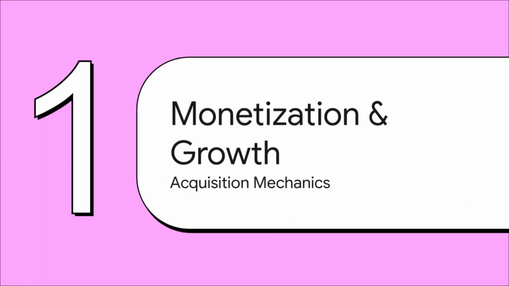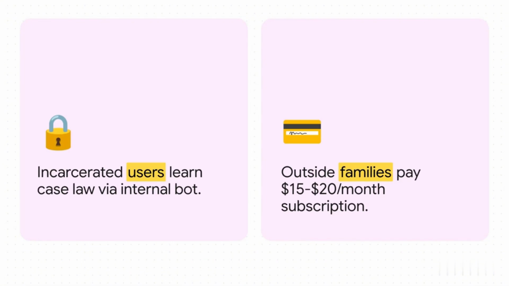All right, let's move into our first major section here. Monetization and acquisition mechanics. How exactly does this invisible machine make money? Well, this brilliantly illustrates the separation of user and customer, which is honestly the secret sauce of this whole business model. The actual users are incarcerated individuals. To them, Parakeet Chat is just an email address on the internal prison email system. They email a bot, the bot pings ChatGPT, and replies with case law, legal research, sports stats, or even business advice. But here's the kicker.